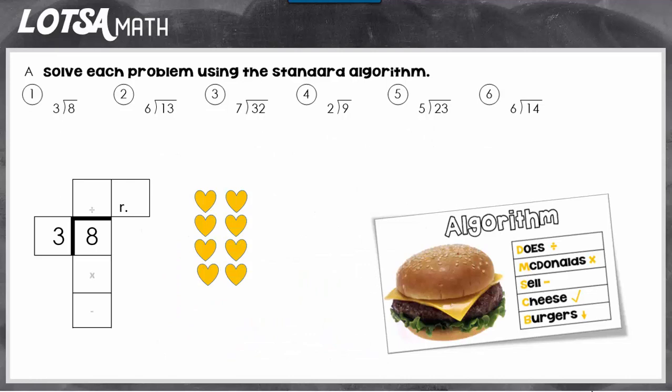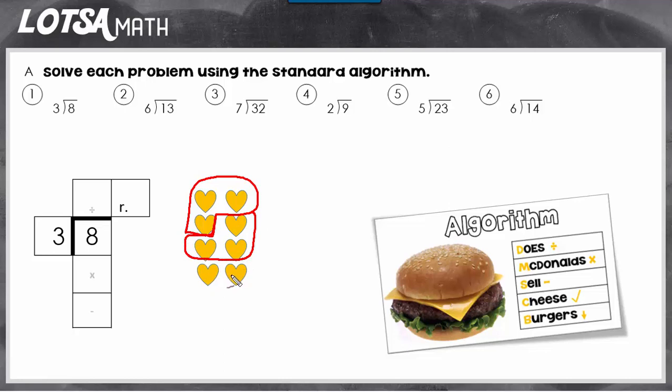Here we have a problem, 8 divided by 3. These digits represent something in a story problem. The 8 represents the number of hearts we have in all. We have 8 hearts. The 3 represents the number of hearts we're going to put in each group when we divide them. So we have 8 divided into groups of 3. So I'm just going to divide them by 3 right now and put them into groups of 3.